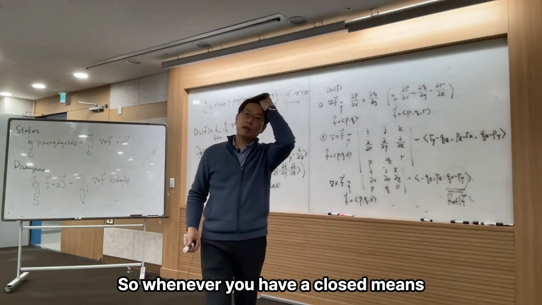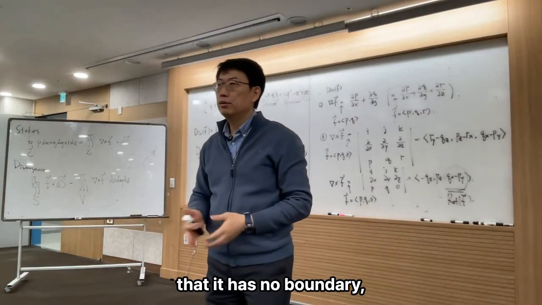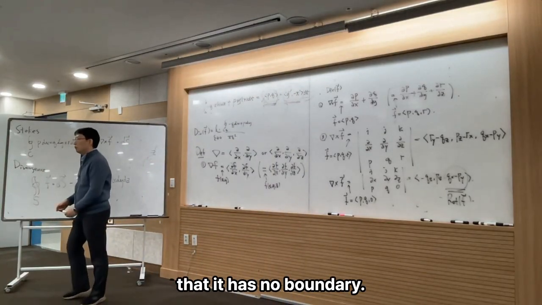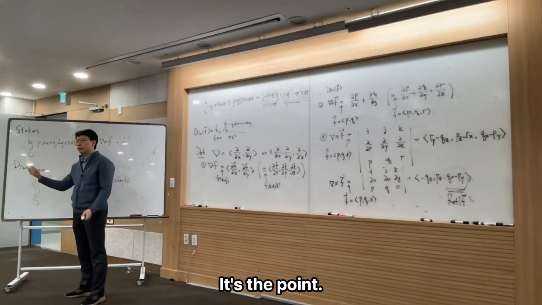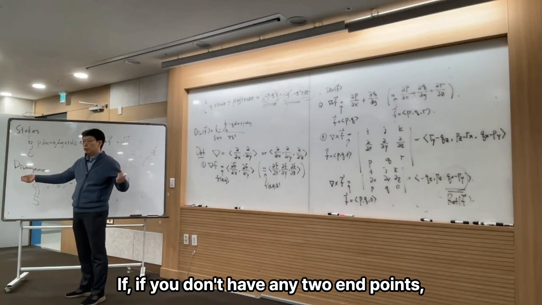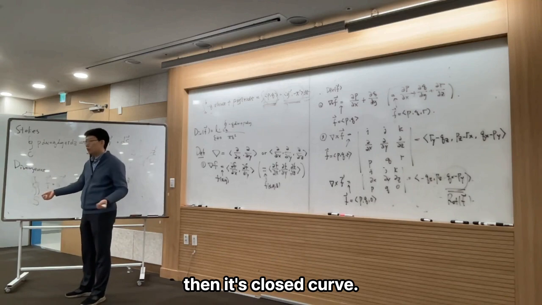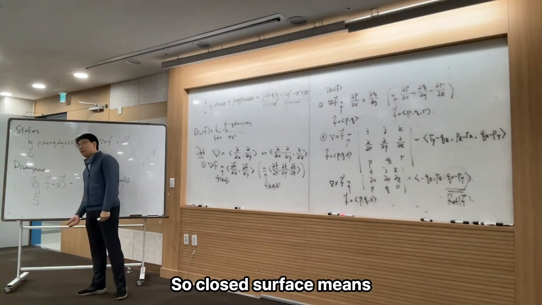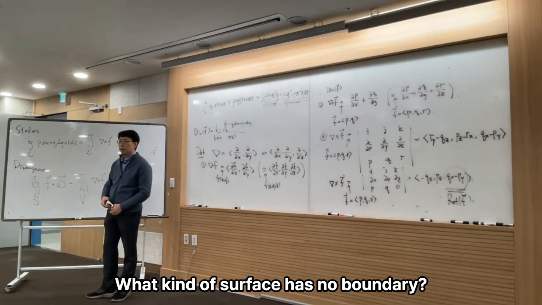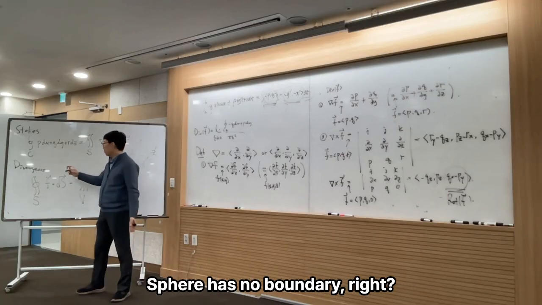Whenever you have a closed curve, it means that it has no boundary. What's the boundary of a curve? It's the points. There could be two endpoints, right? If you don't have any endpoints, then it's a closed curve. So a closed surface means that it has no boundary of a surface. What kind of surface has no boundary? A sphere has no boundary, right?